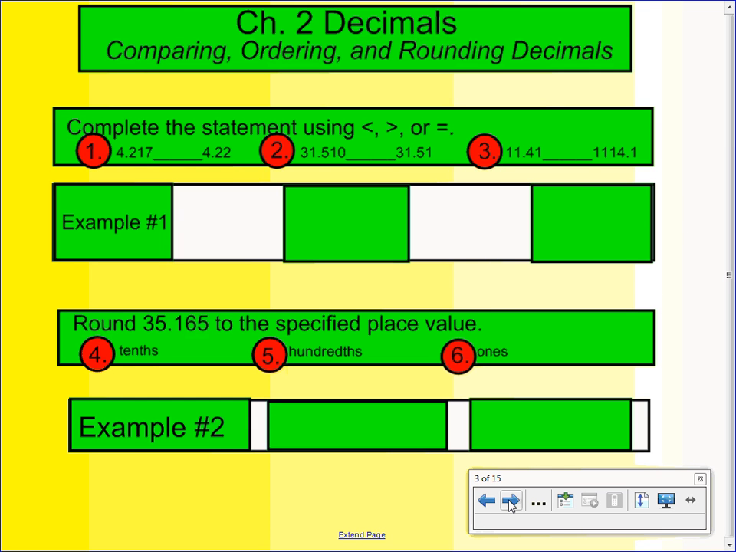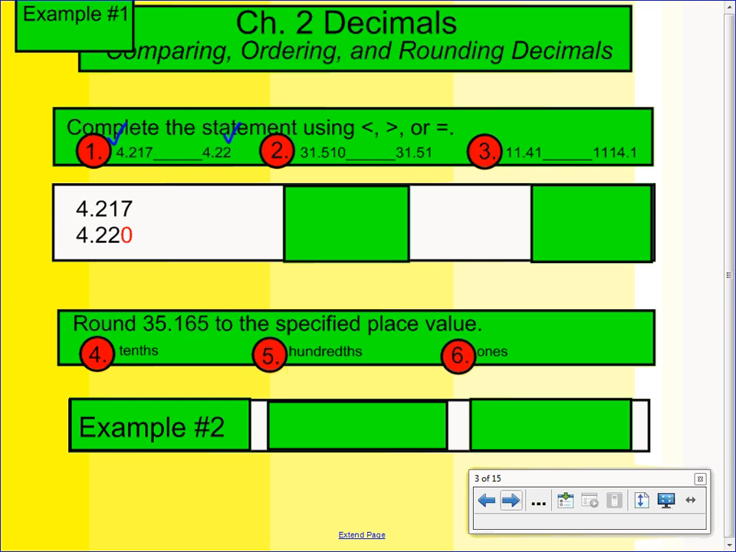If we take a look at the example for number 1, we are comparing 4 and 217 thousandths to 4 and 22 hundredths. If you remember, in order to compare these correctly, we're going to set those up vertically, and then we have to add a 0 to the 22 hundredths so there are equal numbers of digits. We then compare from left to right until we find a digit that is different. Here it is the 1. Since that is the smaller digit, I would put the less than sign into that.